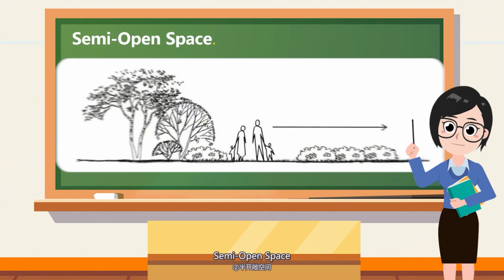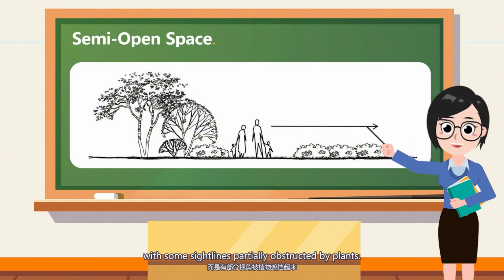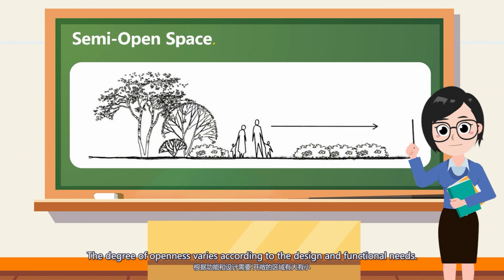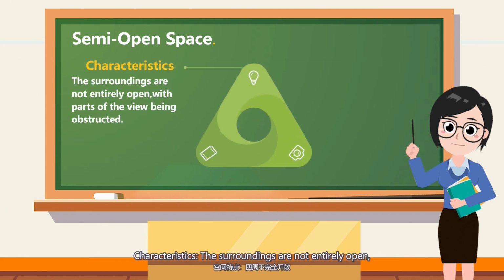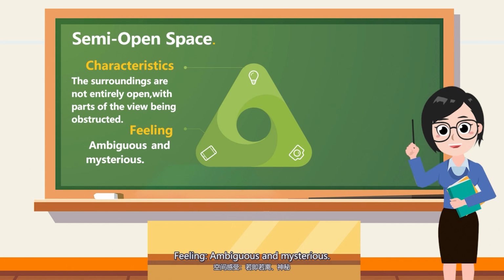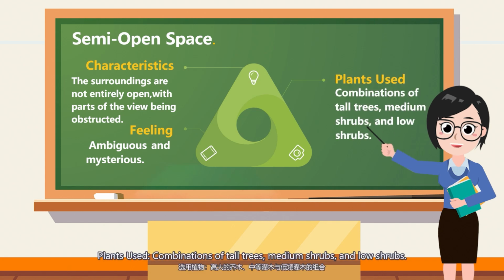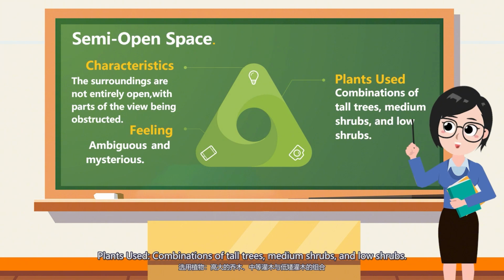Semi-open space. It is defined as a space that is not completely open, with some sightlines partially obstructed by plants. The degree of openness varies according to the design and functional needs. Characteristics: the surroundings are not entirely open, with parts of the view being obstructed. Feeling: ambiguous and mysterious. Plants used: combinations of tall trees, medium shrubs, and low shrubs.